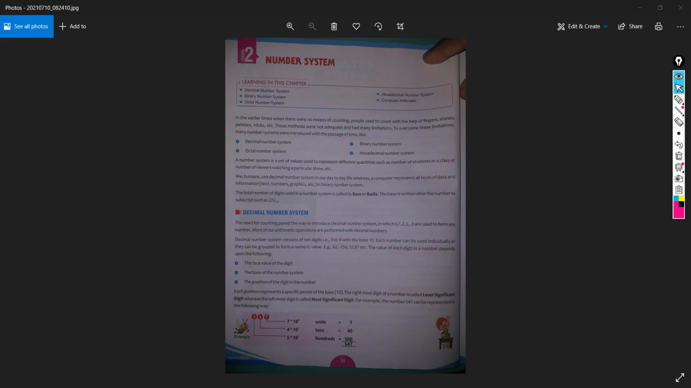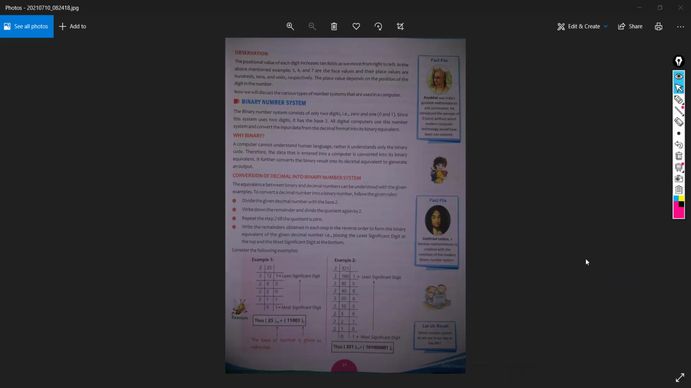We can explain some more examples. We can take this example, 1225. This is units, tens, hundreds, thousands. This is the positional value. So each digit represents that positional value, which means 5 is in the units position, then tens, then hundreds and thousands. I hope you could understand what the decimal number system is.